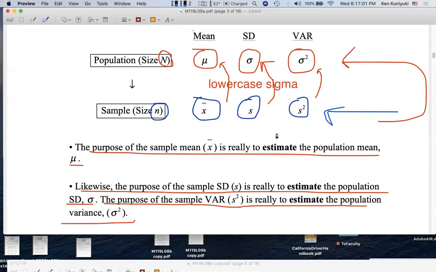Next up, how do you calculate population standard deviation and variance? And how do you calculate sample standard deviation and variance? Later on.